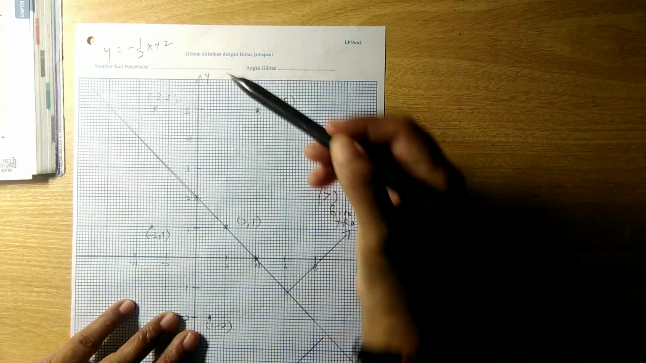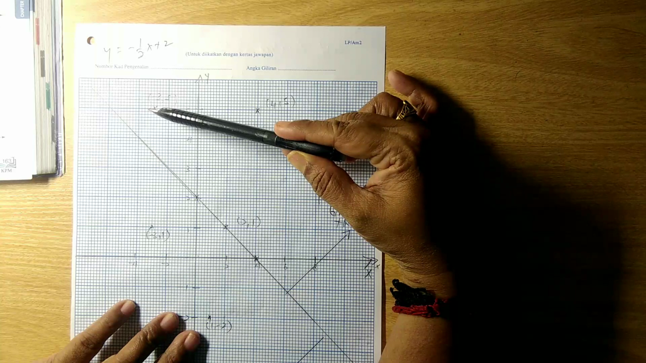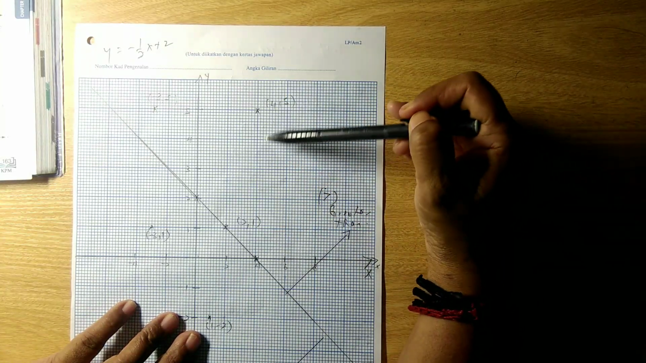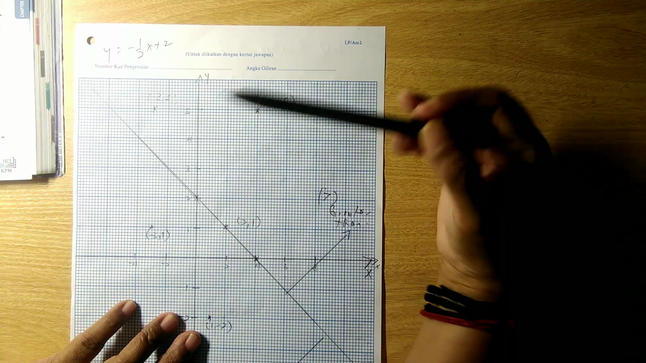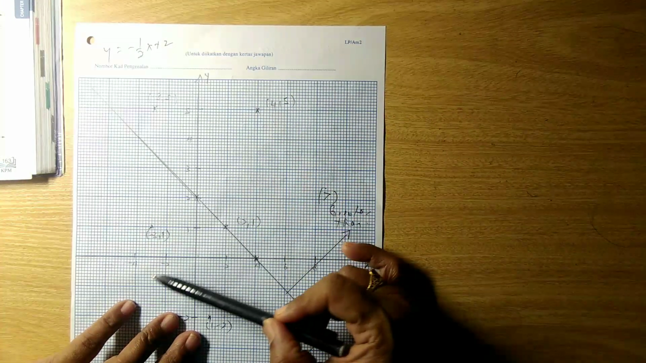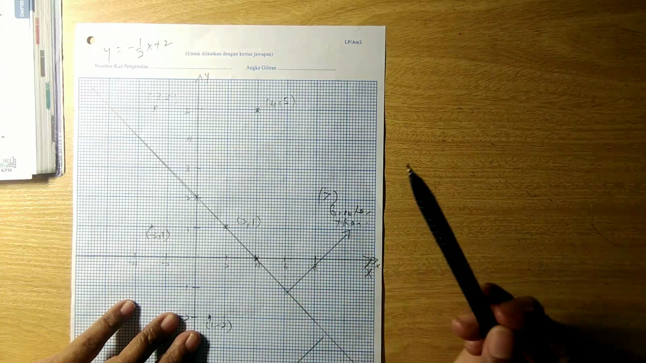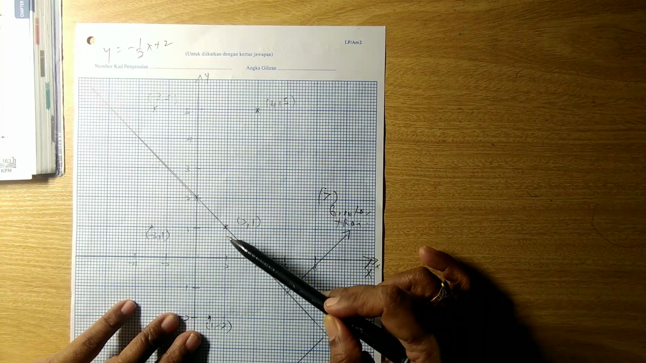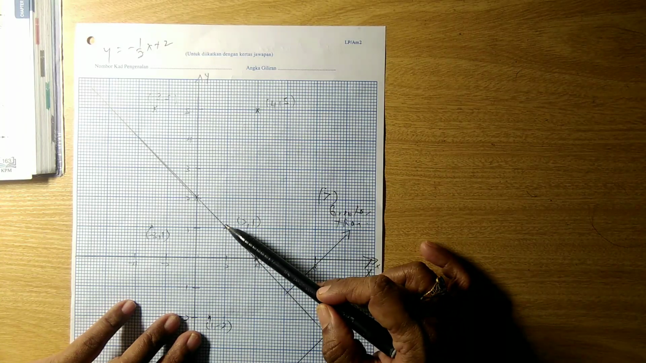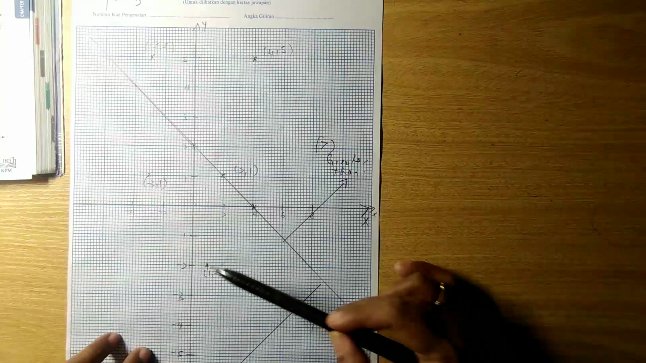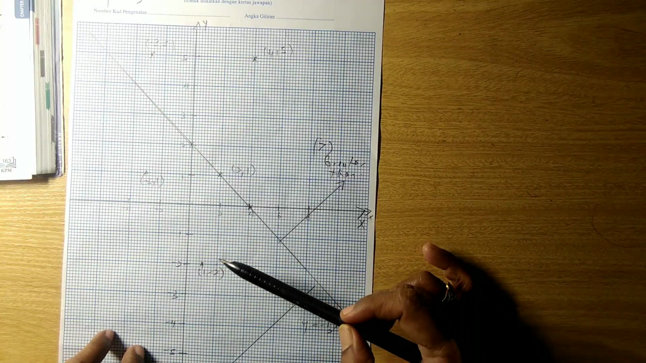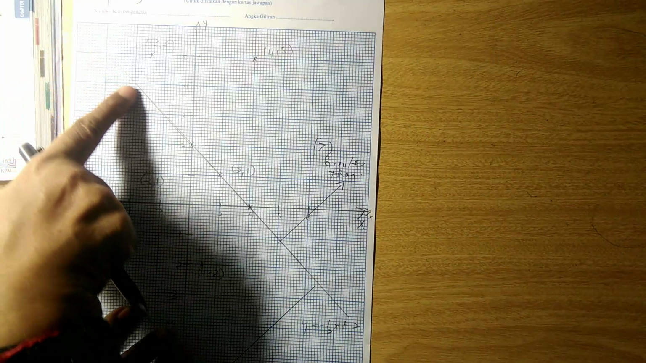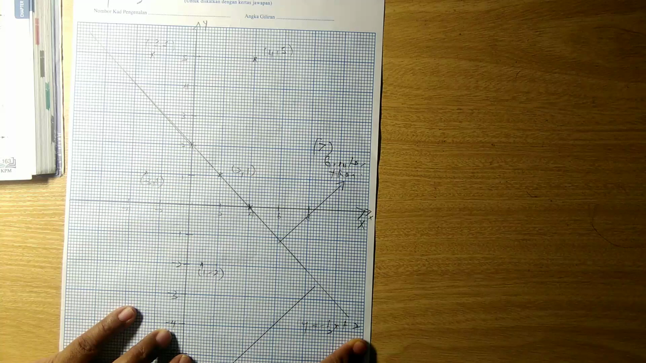They've given us some coordinates here. The first one is negative 3, 5, which is here. The second one is 4, 5. Third one is negative 3, 1. Next one is 2, 1. And the last one here is 1, negative 2. Okay, so now this is the line that you've drawn.